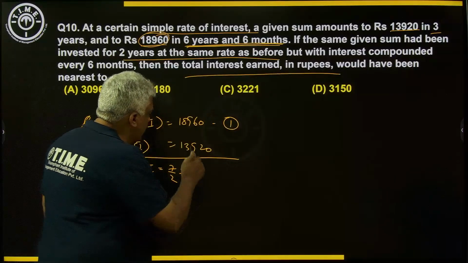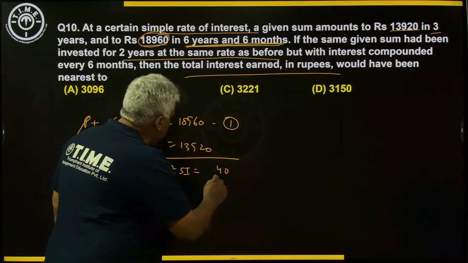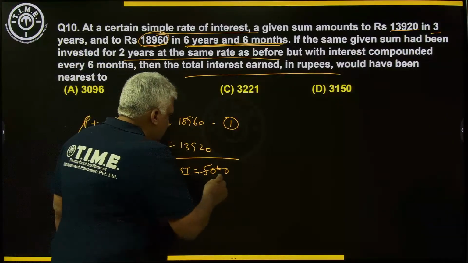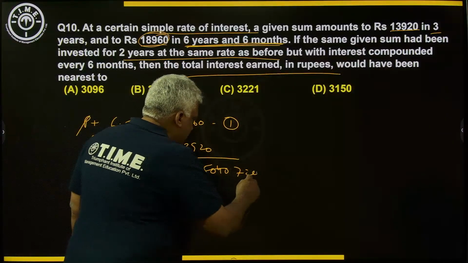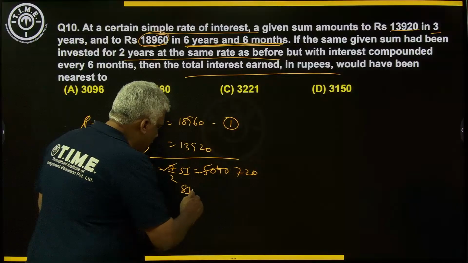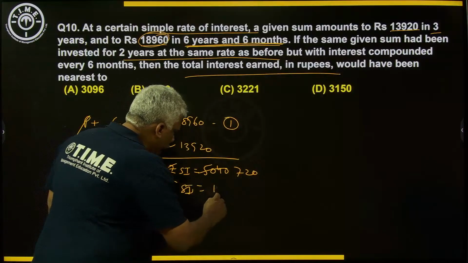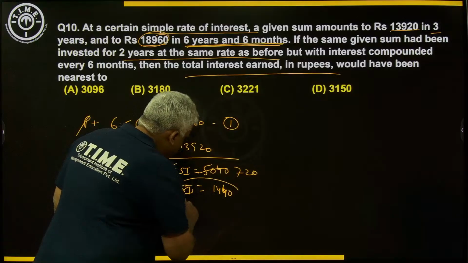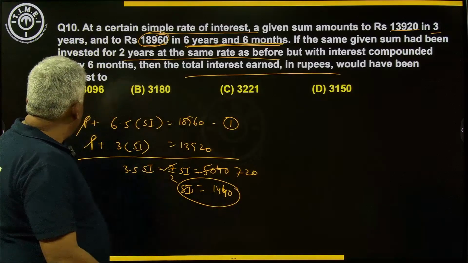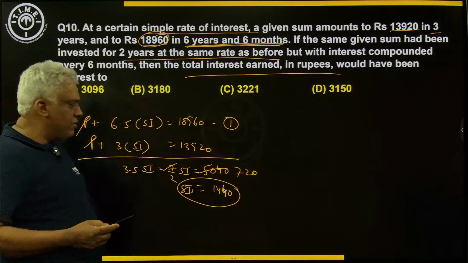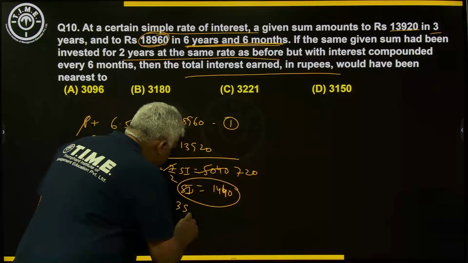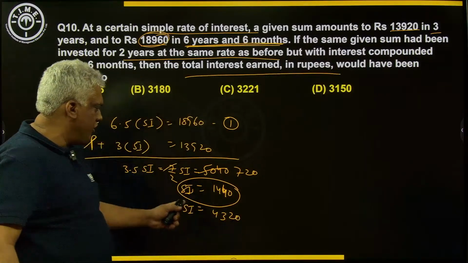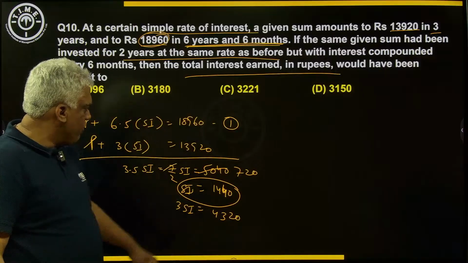simple interest of 1 year, and that is equal to 5040, right? Now you can see that 7 7s are 49, 7 2s are 14, so 720... So simple interest for 1 year is 1440. This is the simple interest for 1 year. So we can find 3 years and subtract, we'll get the principal, right? So simple interest for 3 years will be 3 times, that will be 4320, right? 14 3s are 4200 and 120.